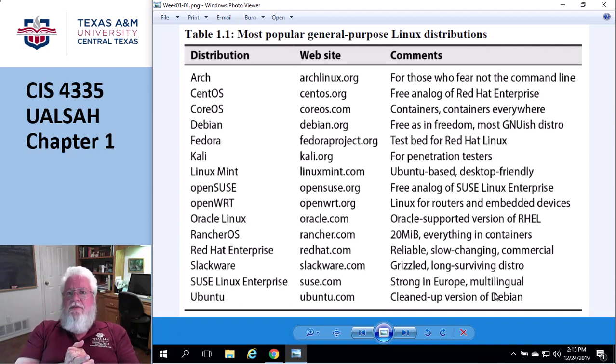Okay, so this is probably a good place to stop for the 15-minute mark, and we'll pick this thing up again in just a few.